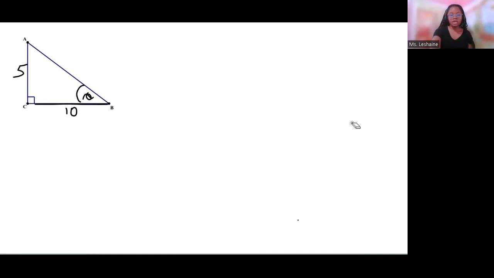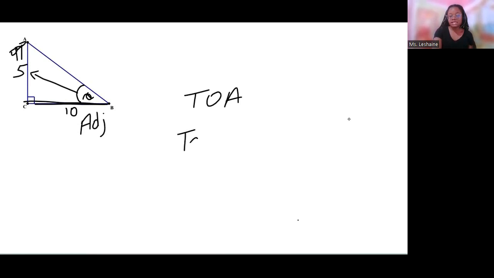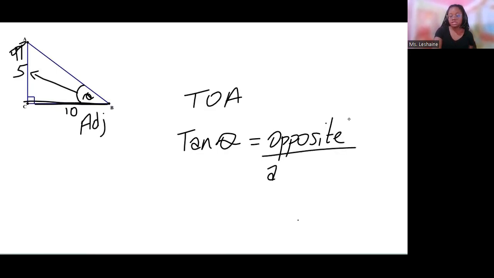Now, in this example, I have a 5 that is directly opposite to my angle. So that is my opposite side. I will just write OPP. And I have a side that is beside the angle. So that is my adjacent side. Now I know that I will have to use TOA, which tells me that tan of my angle is equal to the opposite over the adjacent.